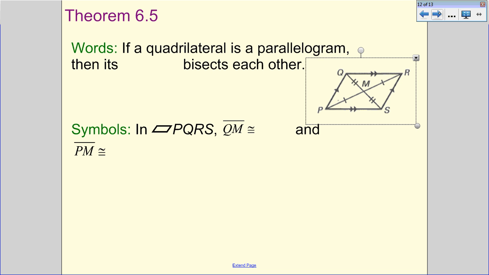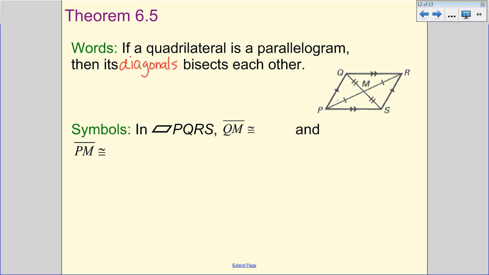All right, so let's take a look at the next theorem. And this is a pretty important one, and what we're going to find is that as we go through this chapter on polygons, looking at specific types of quadrilaterals, that's really what we study here in chapter 6, we use this theorem. And what this theorem says is that if a quadrilateral is a parallelogram, then its diagonals, and this was one of our vocab words, the diagonals bisect each other.